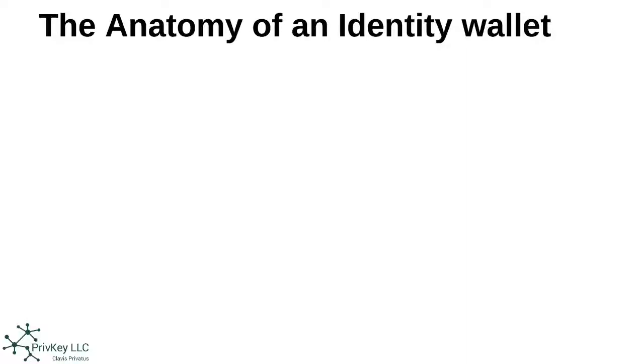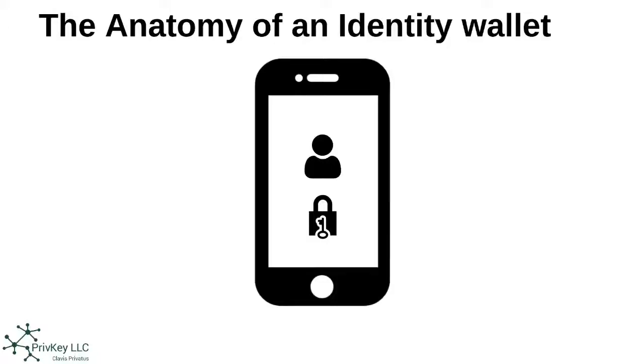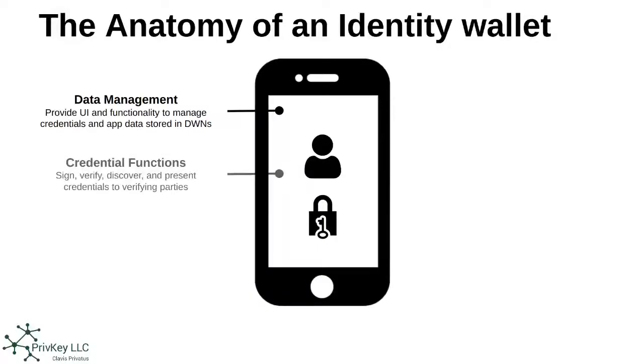So let's look at the anatomy, the parts, the components of this identity wallet that we're building. At the center of the whole thing is the user with their device, their wallet, and that has a private key inside that device. This allows the user to have data management, a user interface and functionality to manage credentials and apps that store these DWNs, right?